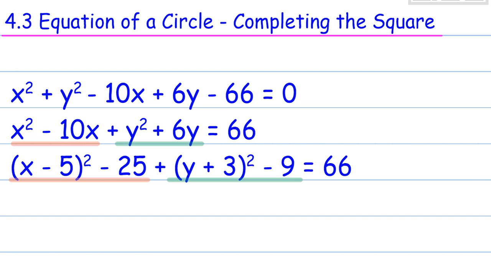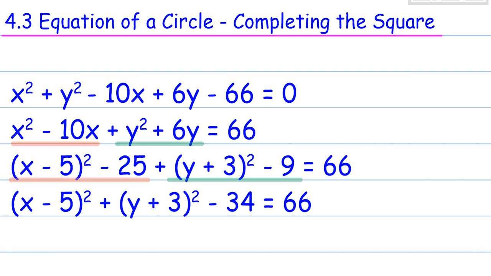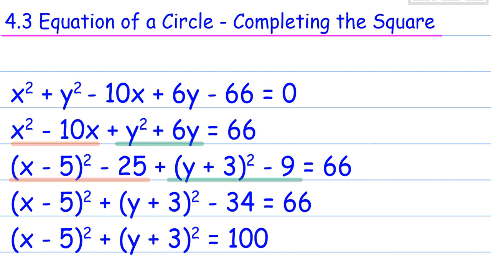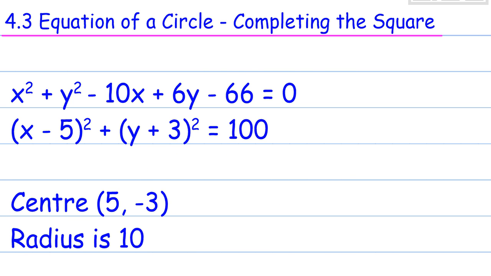and that will be equal to the 66. Now you can see that we're starting to get the form that we would need for the centre and the radius. So let's group together the minus 25 and the minus 9 to give you minus 34, and then take the 34 to the side to give us 100. So (x minus 5) all squared plus (y plus 3) all squared equals 100. Now we can use that information from our original equation that we learned at the start of the video to find out the centre is (5, minus 3), and the radius obviously the square root of 100, which is 10.